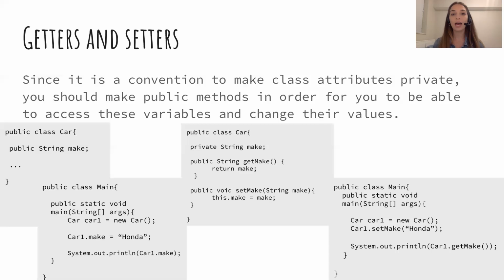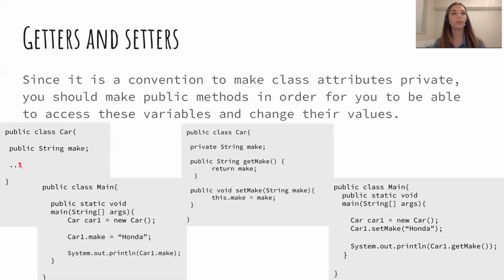We saw previously how we can use constructors to plug in some values into our attributes. But what if we want to do that later on in the code and we don't know exactly what the values are right when we create the object? Well, we can easily do this using getters and setters if our variables are private.